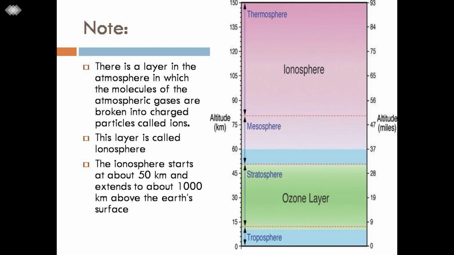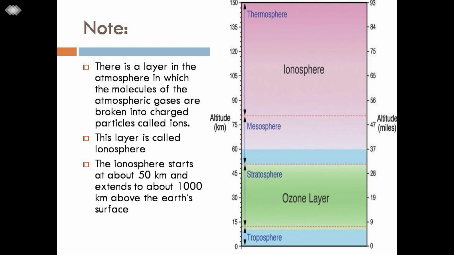In the diagram itself, you can see that ionosphere starts at about 50 kilometers and it extends up to 1000 kilometers above the Earth's surface. Basically, the ionosphere is a region of the atmosphere that is ionized by solar radiation. It is responsible for auroras. During daytime hours, it stretches from 50 to 1000 kilometers and includes the mesosphere, thermosphere, and some parts of the exosphere.